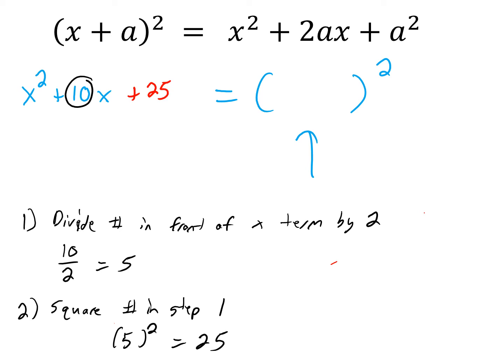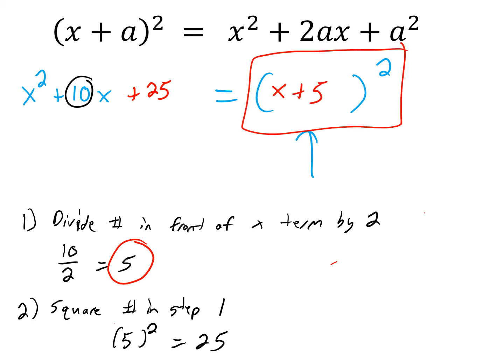The next part is, how do you figure out what goes in the parentheses? Well, it's always going to be x and then plus this number, the number you got in step 1 before you squared it. Okay, so it's going to be x plus 5. And you can go ahead and check. You can multiply this out the fast way we learned, and you can see that it's this. Okay, let's do one with a minus.